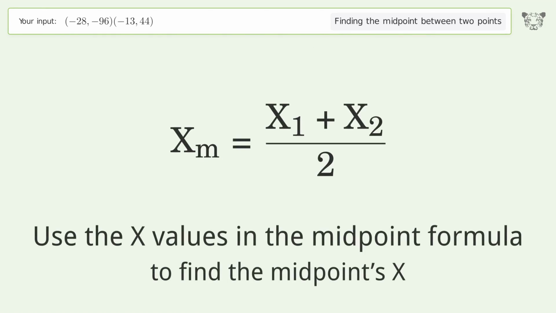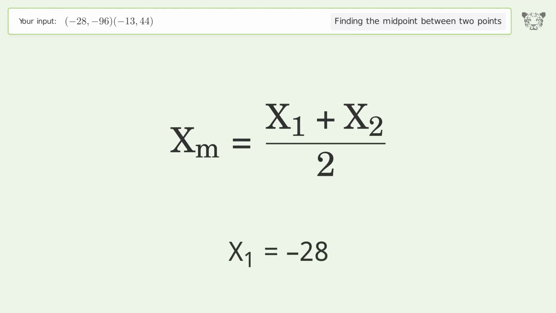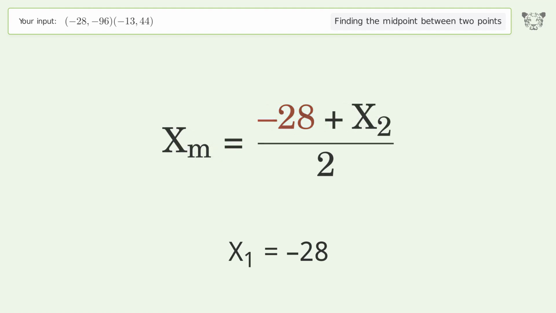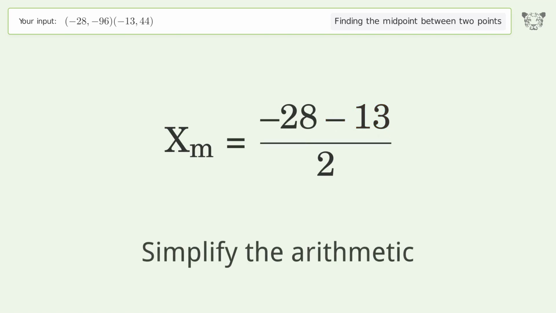Use the x values in the midpoint formula to find the midpoints x. x1 equals -28. x2 equals -13. Simplify the arithmetic.